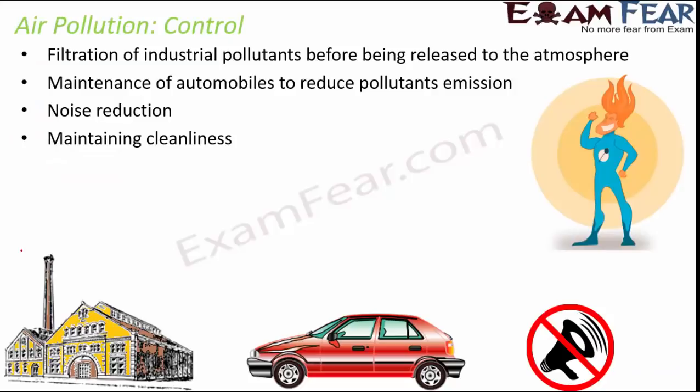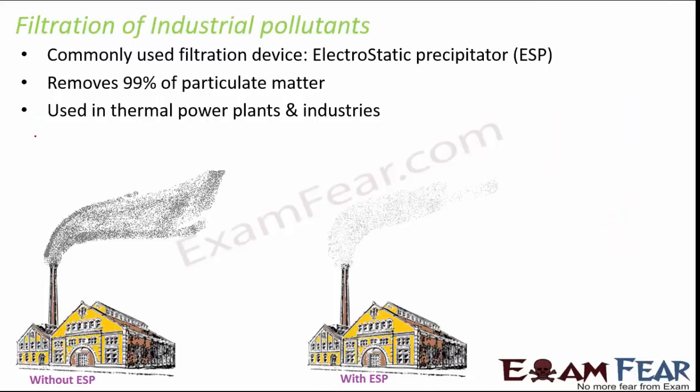You must know about the measures taken to control air pollution. Anyways, you know what air pollution is, the presence of undesirable components in the air which make it harmful for us to even breathe. What causes air pollution, how can we control air pollution? Here we are discussing mostly the control part, that is filtration of industrial pollutants before being released to the atmosphere, so that we have less pollutants coming out of the chimneys of industries and factories. Maintenance of automobiles to reduce pollutant emissions, so that again we do not have harmful gases coming out of automobiles. Noise reduction, maintaining cleanliness. So how do we filter the industrial pollutants?